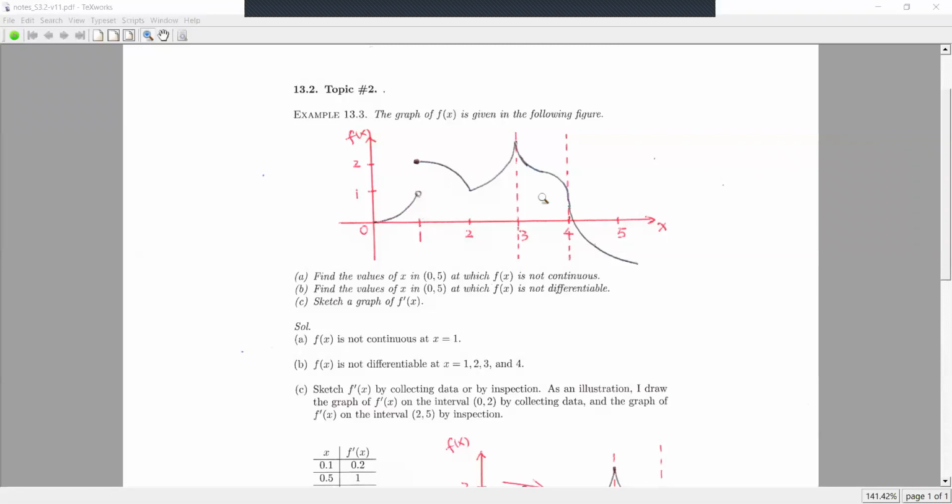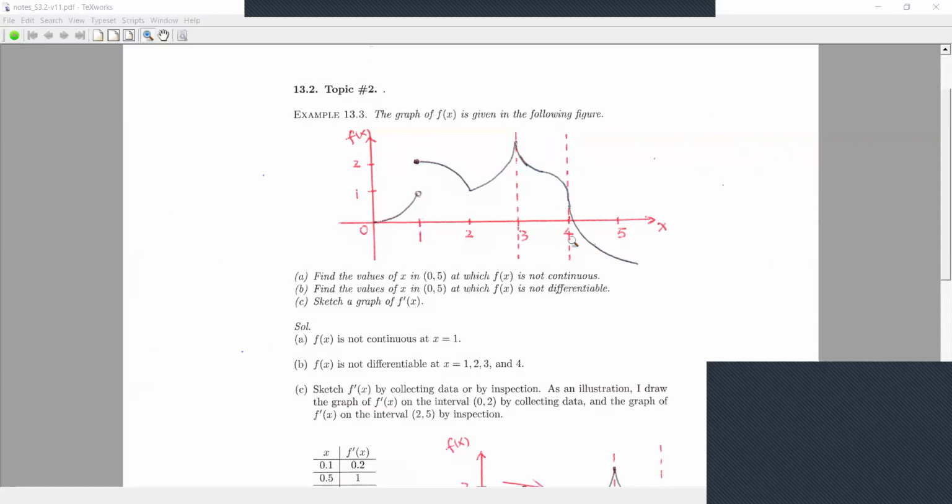At point 4, the graph is tangent to this vertical line. This vertical line is the tangent line to the graph at point 4. Therefore, the derivative of the function at point 4 is the slope of this vertical line. It is infinity. So the derivative at 4 doesn't exist.